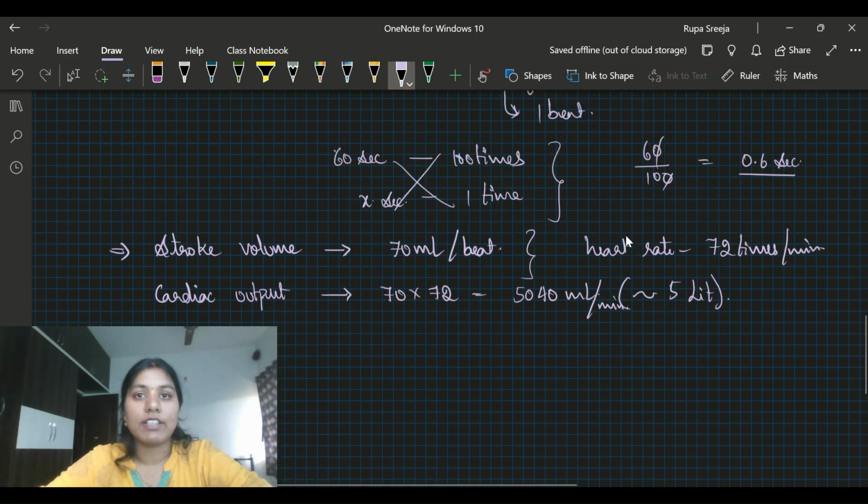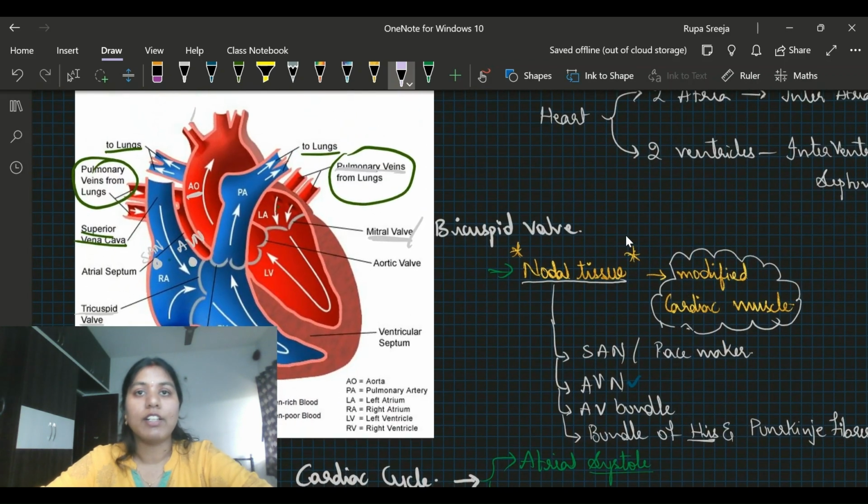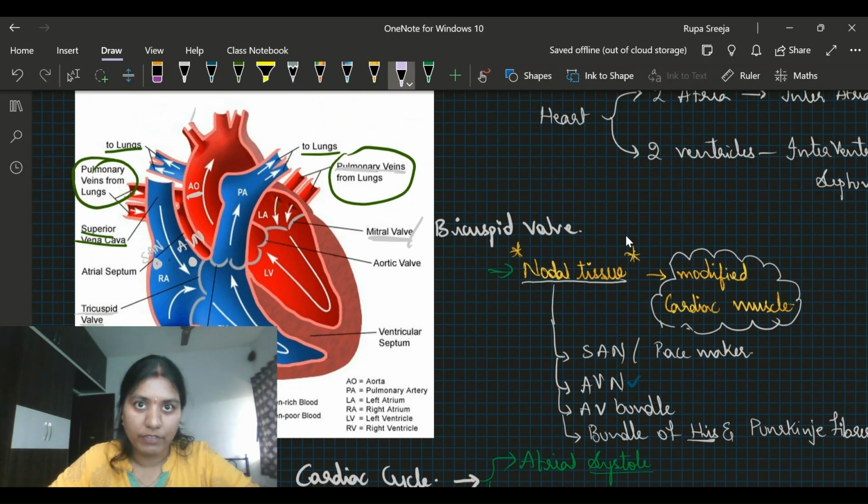So this is about the cardiac cycle, stroke volume and cardiac output. And in this lesson, we have also discussed the parts of the heart, how blood circulation is happening, what valves are present, and what nodal tissue is. We have learned about the nodal tissue also in brief.